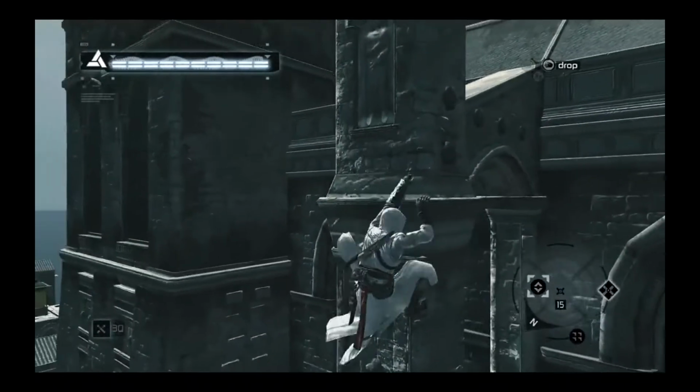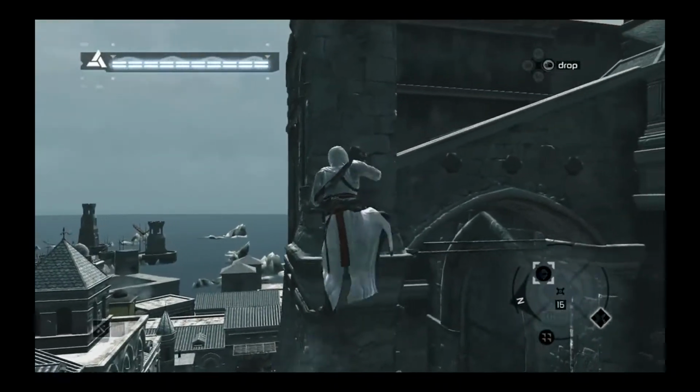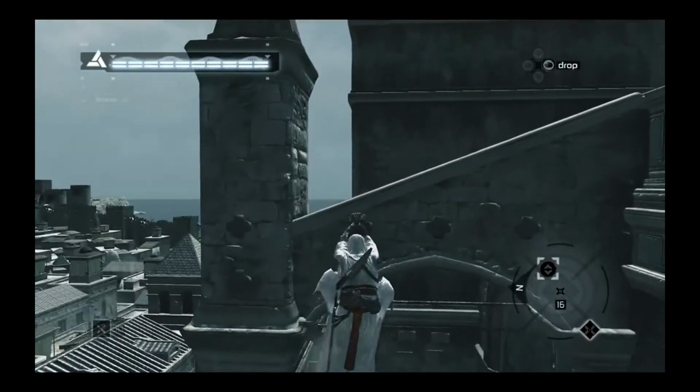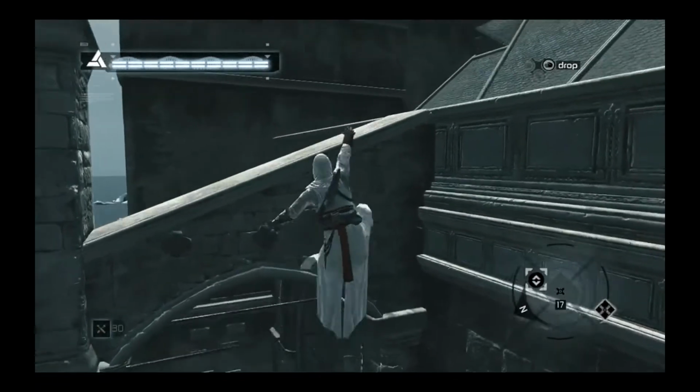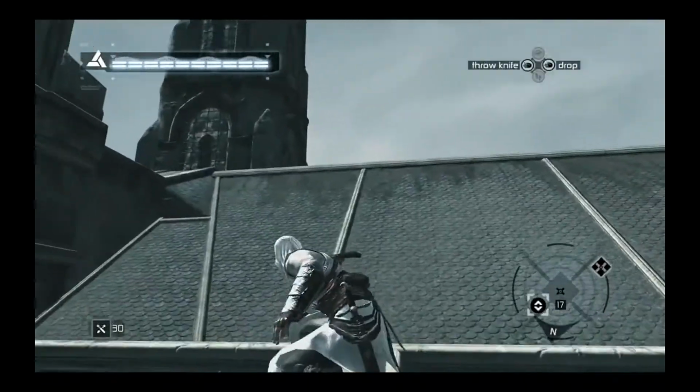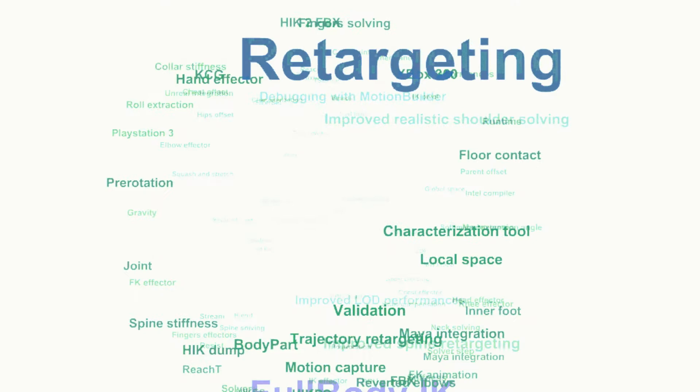There are plenty of other uses you can think of. At any time, you can pin any part of your character on any static or moving object in your world, including creatures or vehicles.